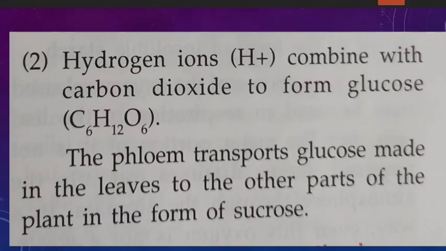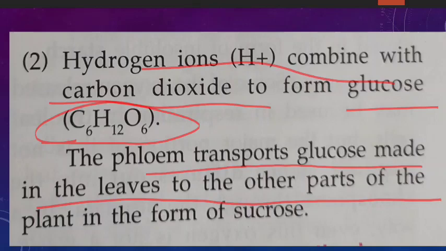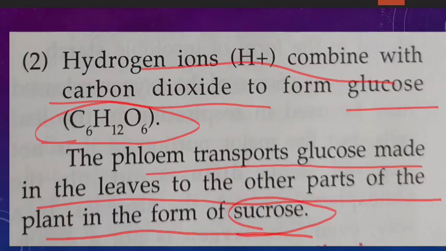And next, hydrogen ions combine with carbon dioxide and form what? Glucose. And you know glucose is the simplest form of sugar. Then the phloem. Phloem transports glucose made in the leaves to other parts of the plant in the form of what? Sucrose. So there is a formation of what? Glucose. But when it is transported to different parts of the plant, then in the form of what? In the form of sucrose.